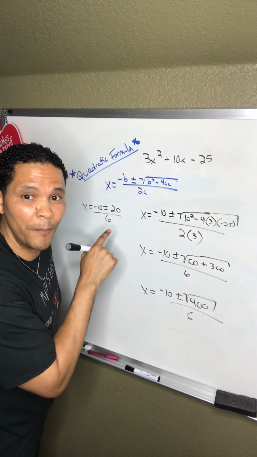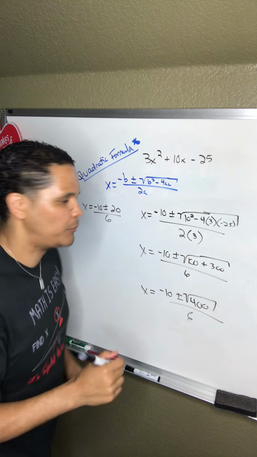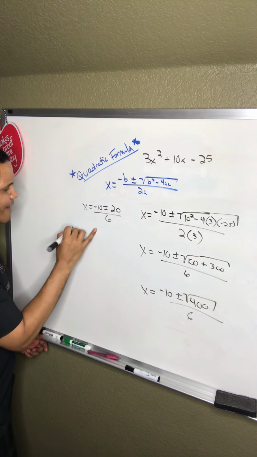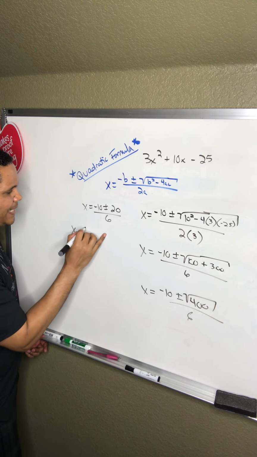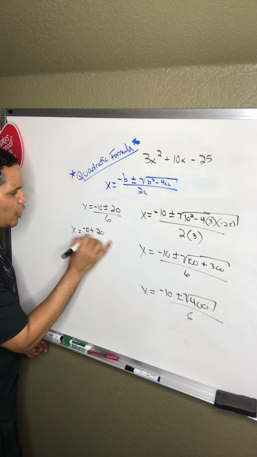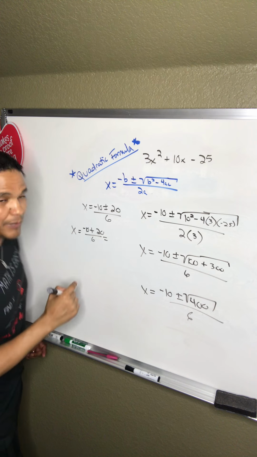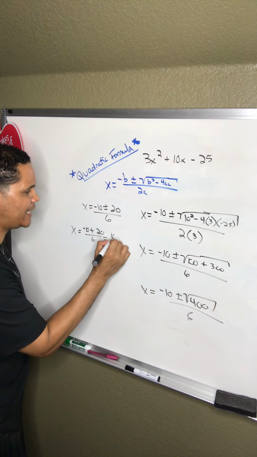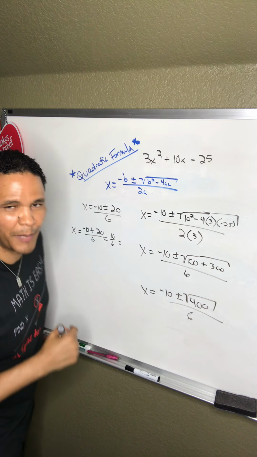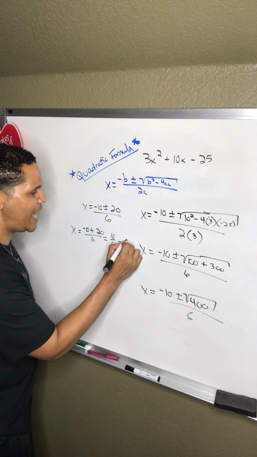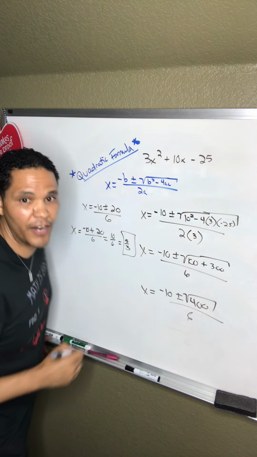Now we see that plus or minus, so that means we have two possible answers. So let's do them here. So we have x equals negative 10 plus 20 over 6. So negative 10 plus 20 is positive 10 over 6. Divide both of those by 2 and you get 5 over 3. So that's one of our answers right there.